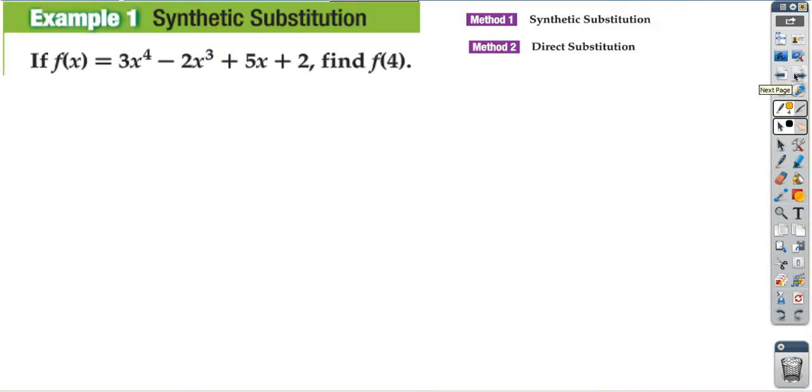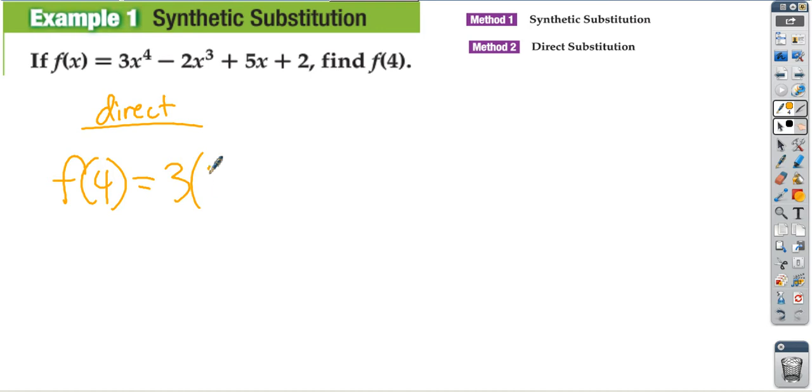So let's do a couple examples. Okay, we want to do this by synthetic substitution and direct substitution. Let's do direct substitution first. Direct substitution just means plug in 4, find f of 4. I'm going to test to see if this gives us the same thing as it does when we do synthetic division, because that's what the remainder theorem says.